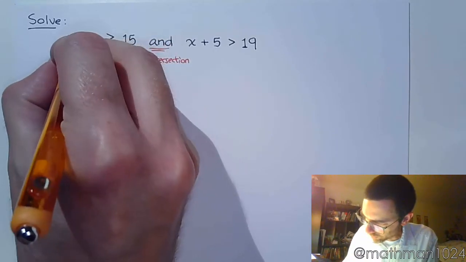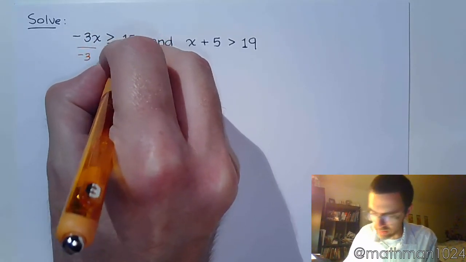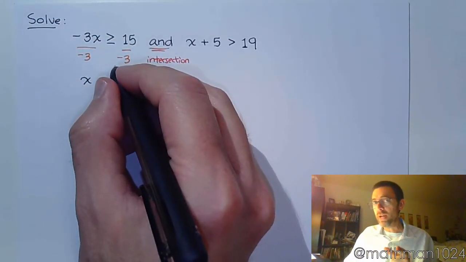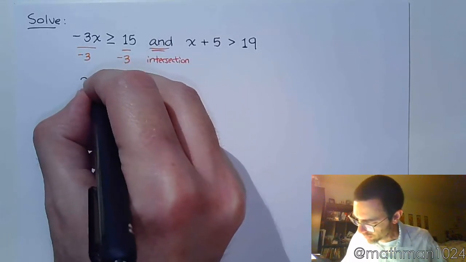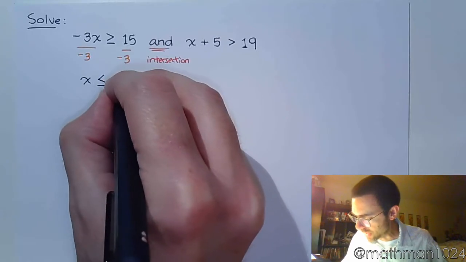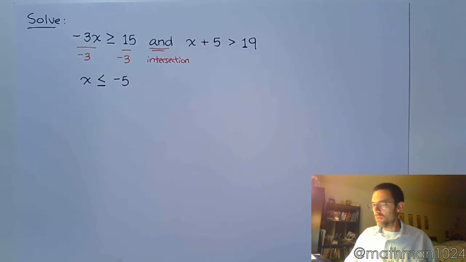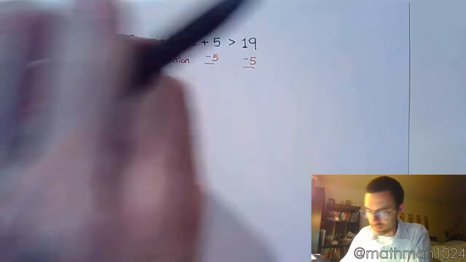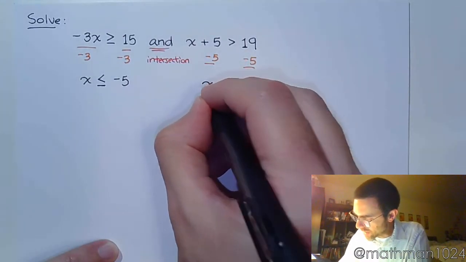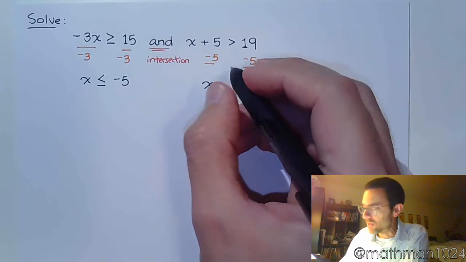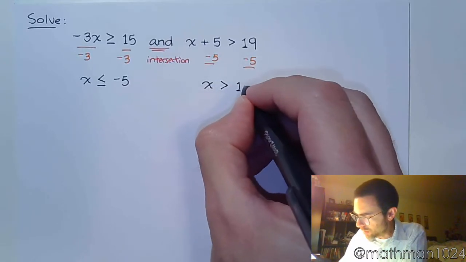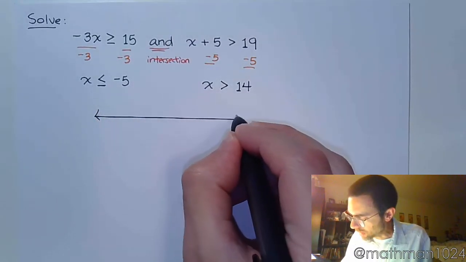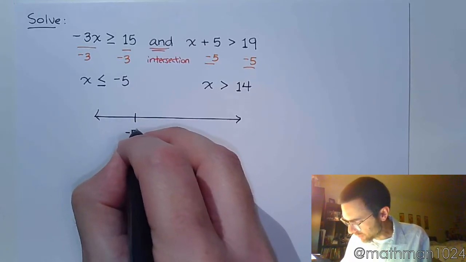So this guy, we divide both sides by -3, and we come up with the inequality that x, notice that we divided by negative, so that means we have to change the direction to be less than or equal to -5. For the other inequality, we subtract 5 on both sides. So that gives me x is, let's see, subtracting 5 is not division, so it stays as greater than, and this becomes 14.